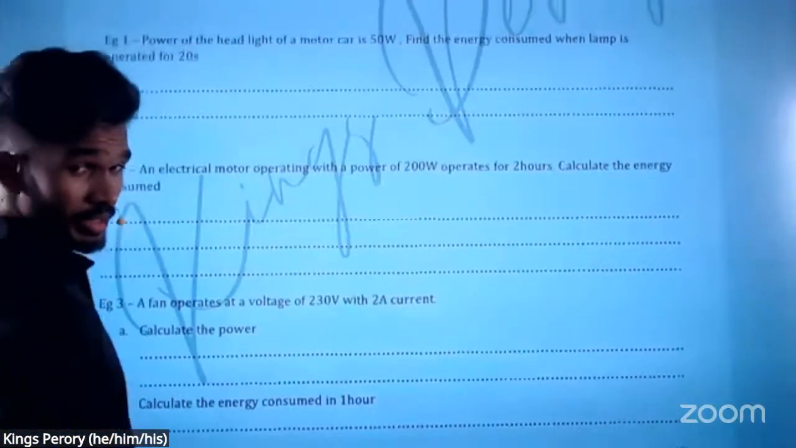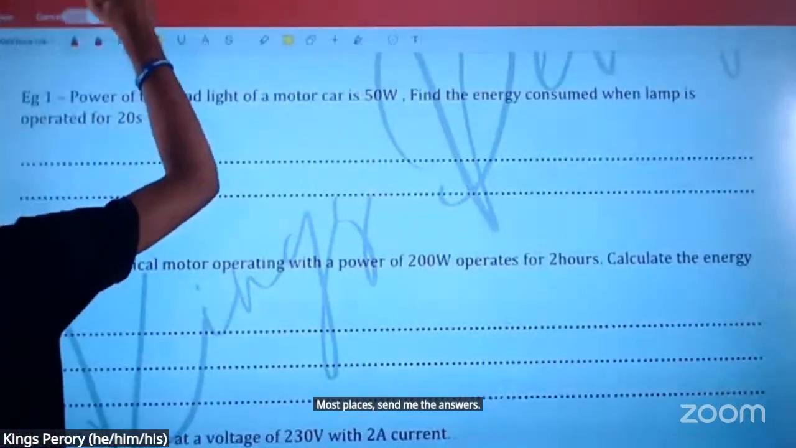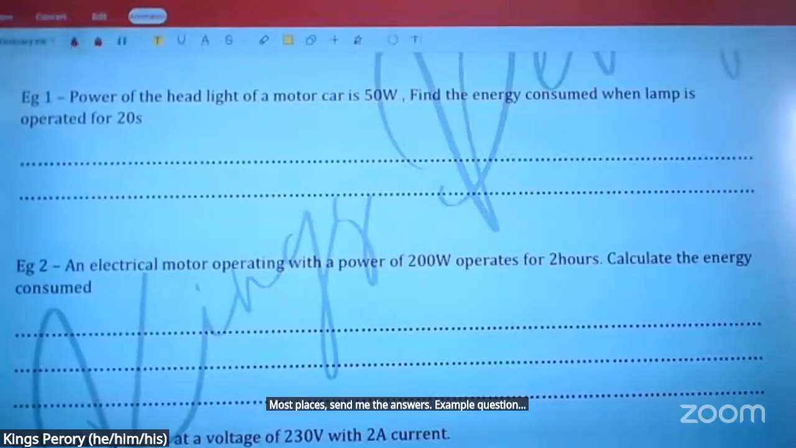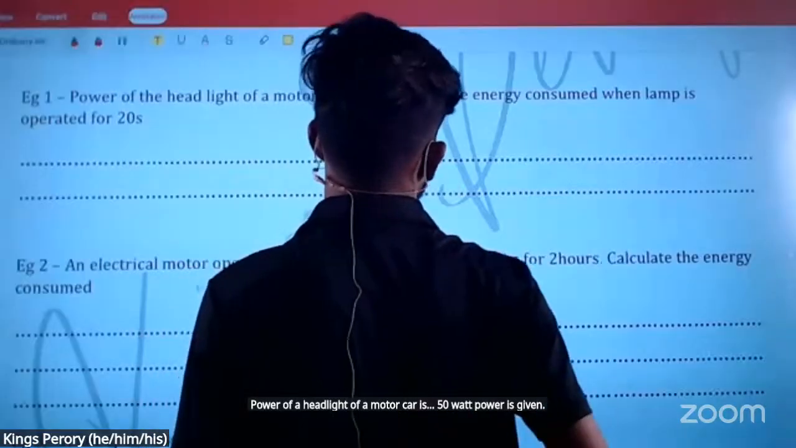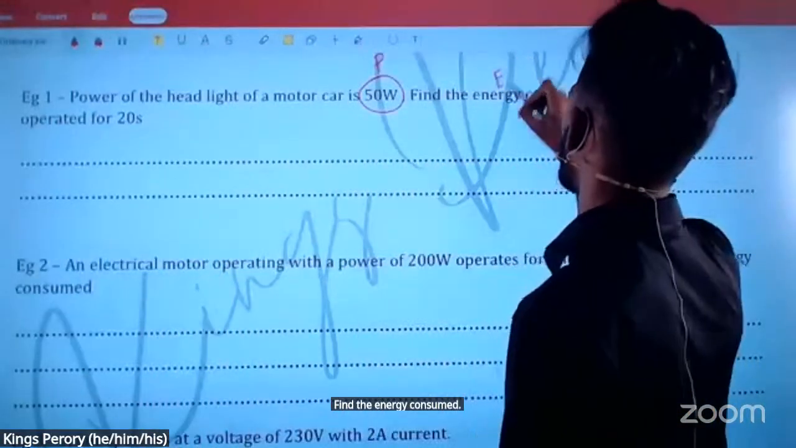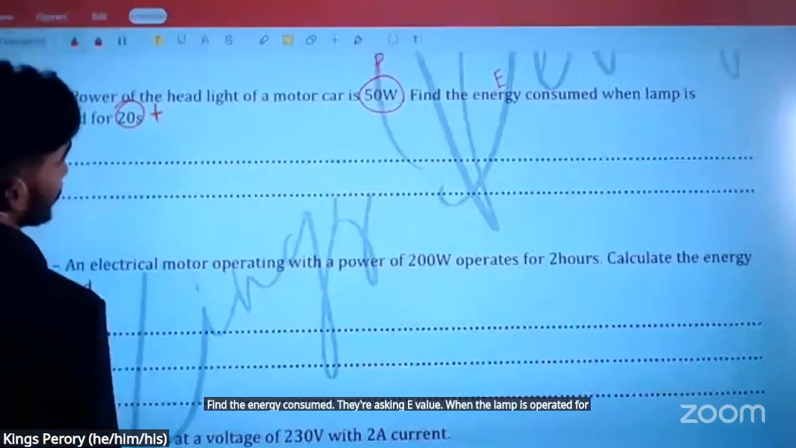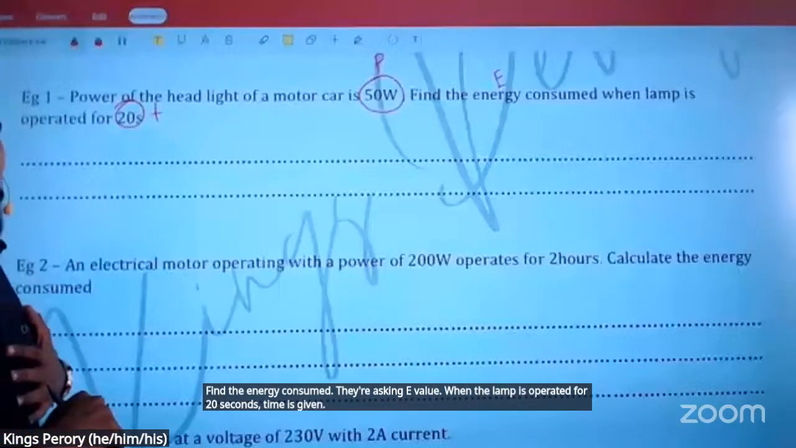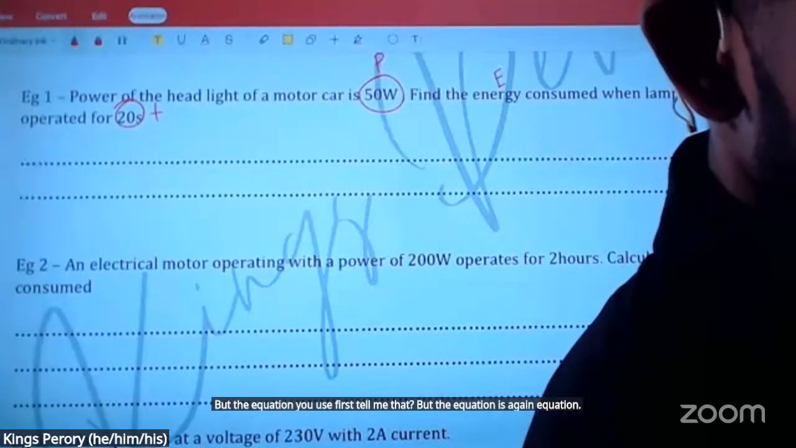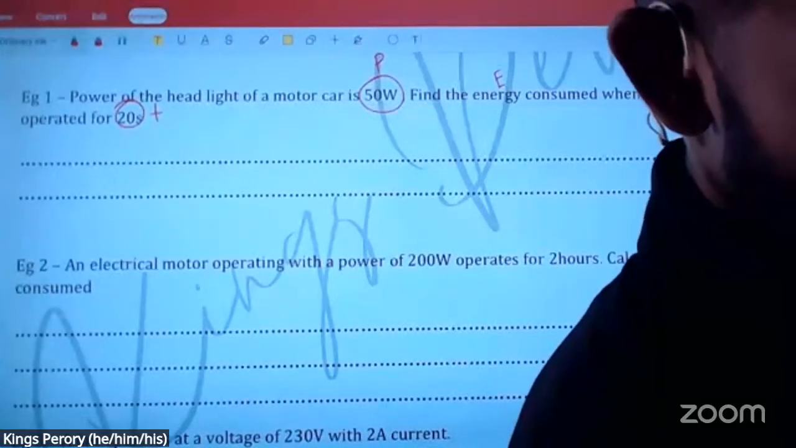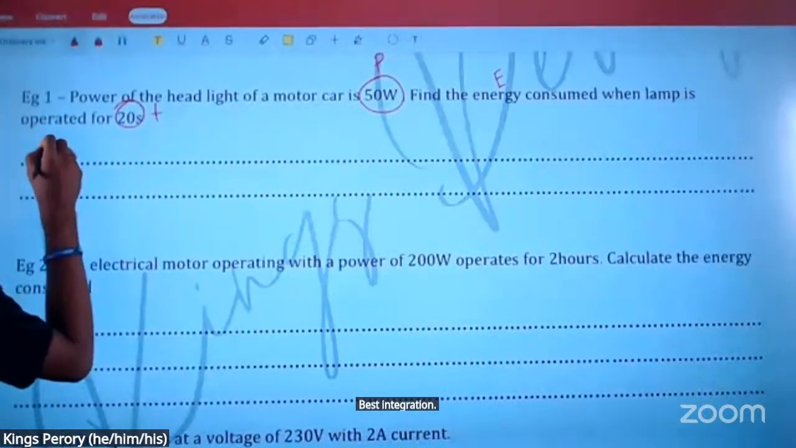I'll work on the first one. Most of you send me the answers. Example question: the power of a headlight of a motor car is 50 watt. Power is given. Find the energy consumed. They are asking for the E value when the lamp is operated for 20 seconds. Time is given. What's the equation you use? First tell me that.